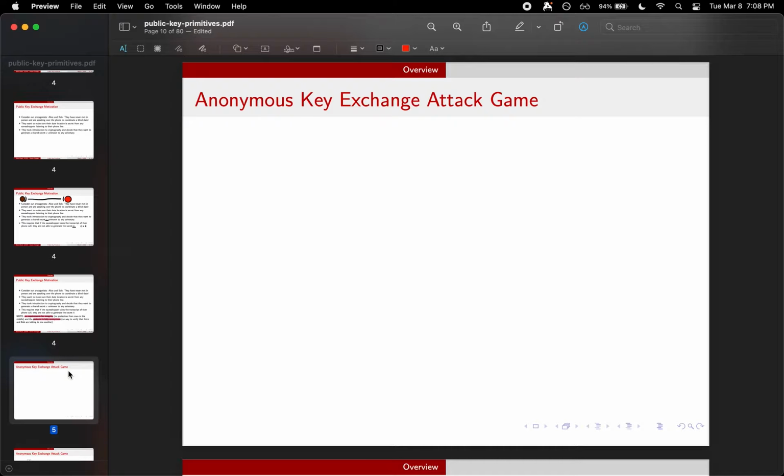So with that, let's go ahead and describe our anonymous key exchange attack game. Similar to our other attack games, this will help us understand and analyze proposed solutions for how secure they may be.